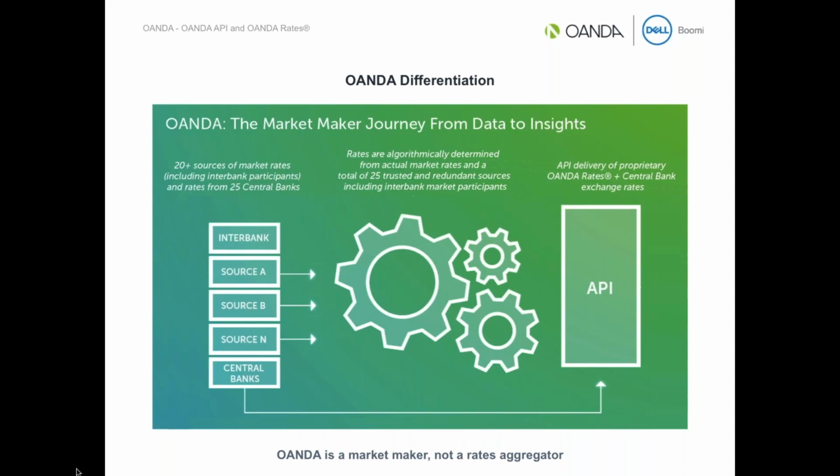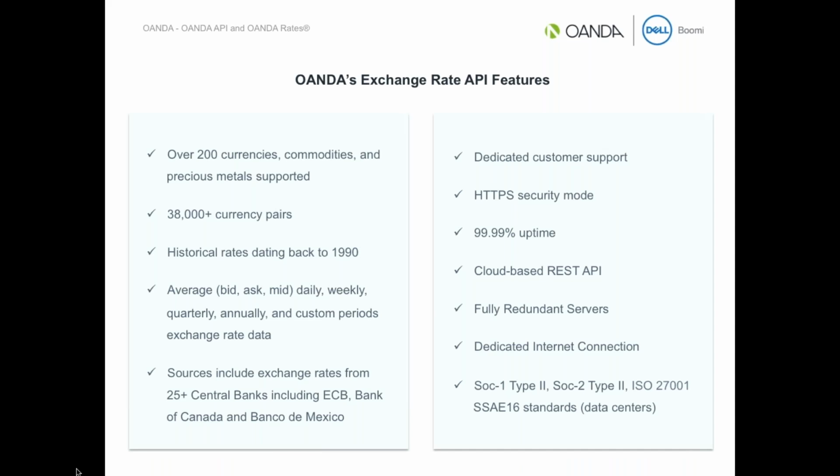They're being algorithmically determined from a total of 25 trusted and redundant sources. And so the key here is that our data is based on real transactions that are occurring in the FX market, and we're giving our customers access to that in an API format and delivering it so that they can have the best data within their systems on a regular basis that's consistent and accurate.